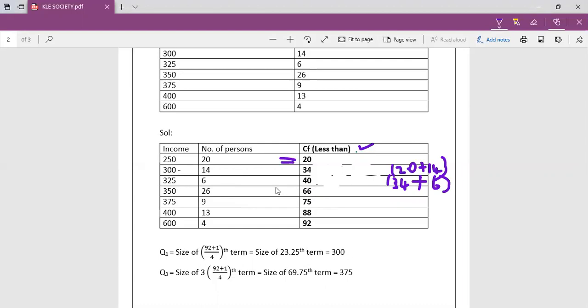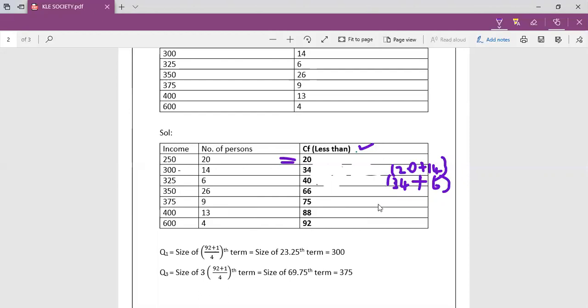Next, you will add 40 plus 26, you will get 66. In the next class, you will add 66 plus 9, you will get 75. In the next class, you will add 75 plus 30, you will get 105 as the cumulative frequency. And for the last class, it's going to be 88 plus 4, which is 92.